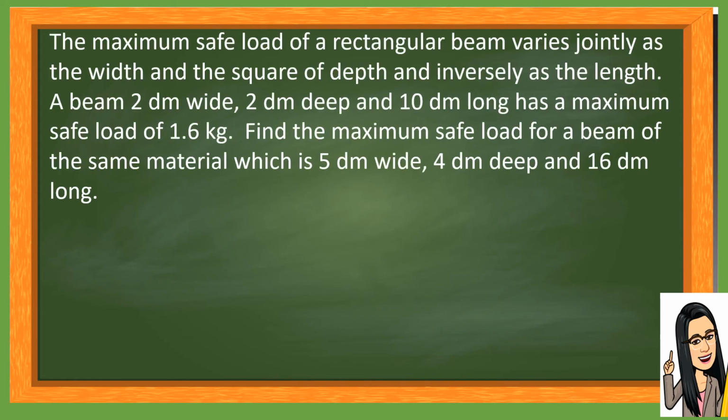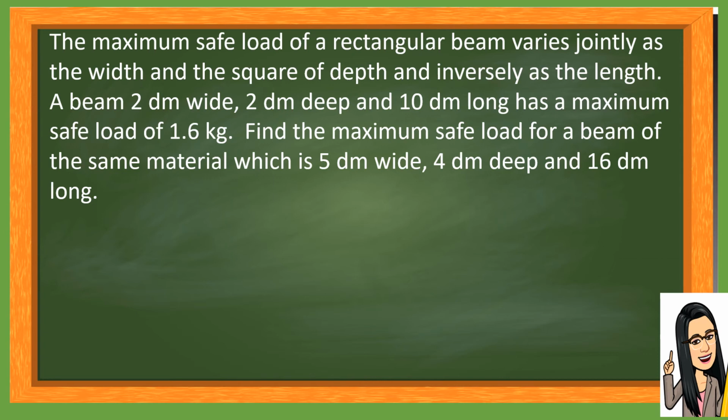The maximum safe load of a rectangular beam varies jointly as the width and the square of depth and inversely as the length. A beam 2 decimeters wide, 2 decimeters deep, and 10 decimeters long has a maximum safe load of 1.6 kilograms. Find the maximum safe load for a beam of same material, which is 5 decimeters wide, 4 decimeters deep, and 16 decimeters long.